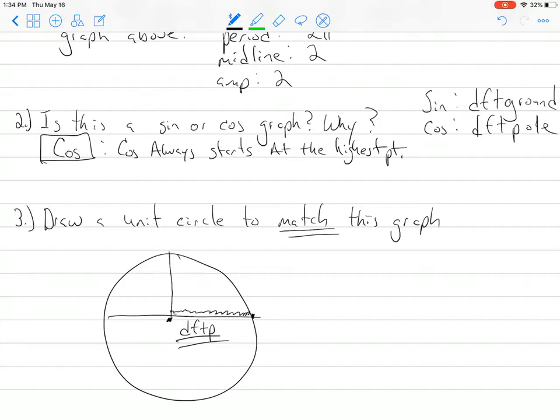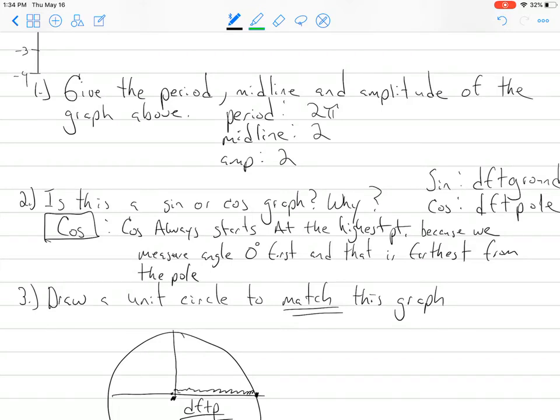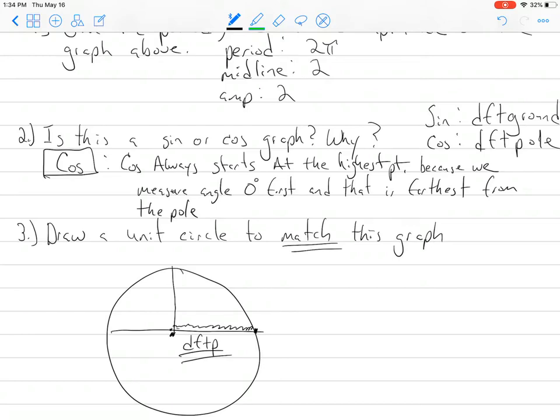If it's sine, we're measuring distance from the ground. So sine actually always starts at 0 because it always starts on the ground if I'm measuring distance from the ground at the 0 point. But this is cosine. It always starts at the highest point because we measure angle 0 first, and that is farthest from the pole. If you didn't explain something around those lines, you might want to change what you wrote, okay?